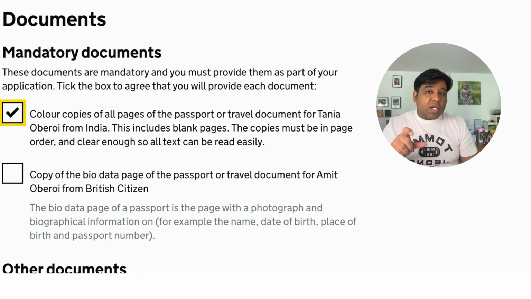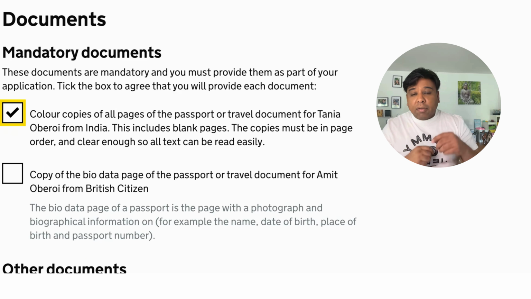Because there was a question, have you traveled to any other country, right? Have you traveled to the UK or the US or any other country? They will go through physically each and every stamp. They will check your passport number to make sure that you have not lied. That is why they're asking for each and every page.